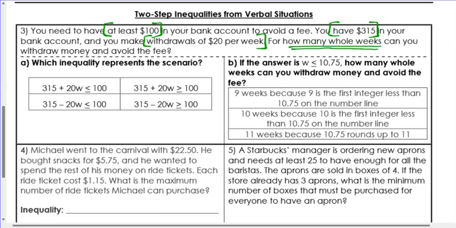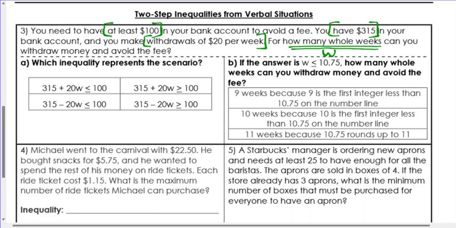The question is always going to highlight our variable. That's going to be our variable in this case, or let's change that to W. It's asking how many whole weeks can we withdraw money. That is the thing that we don't know, so it's the unknown, it's the variable in this scenario. Which inequality represents that scenario?